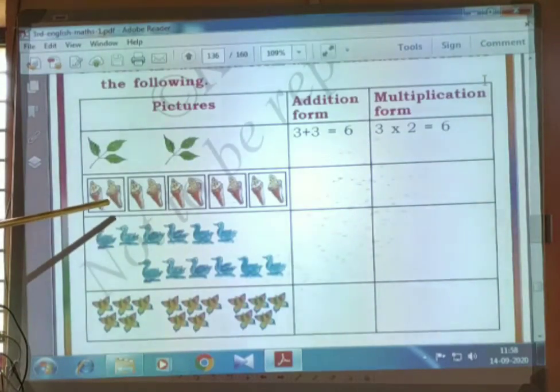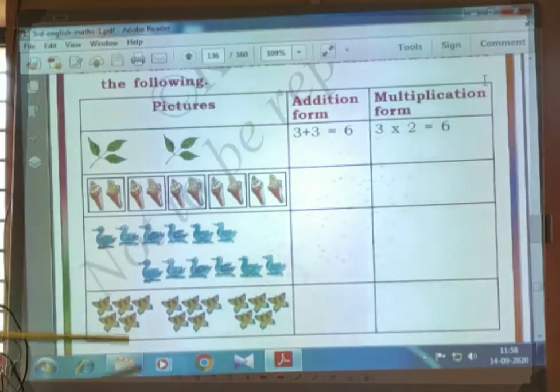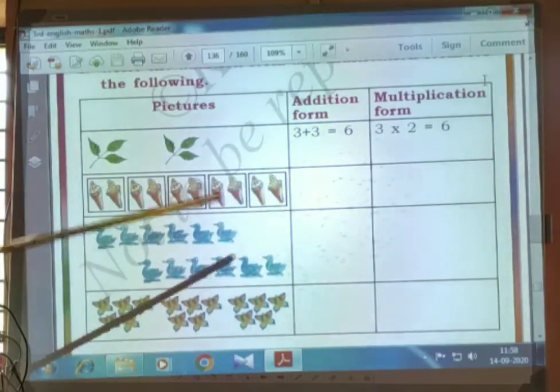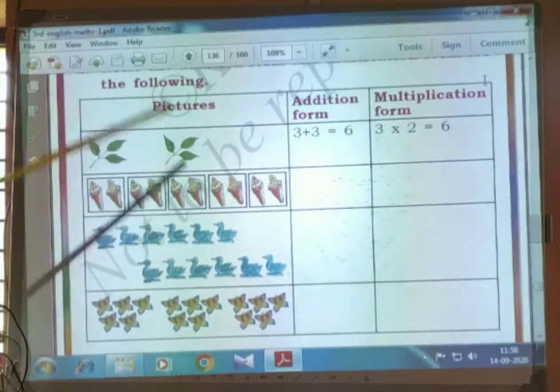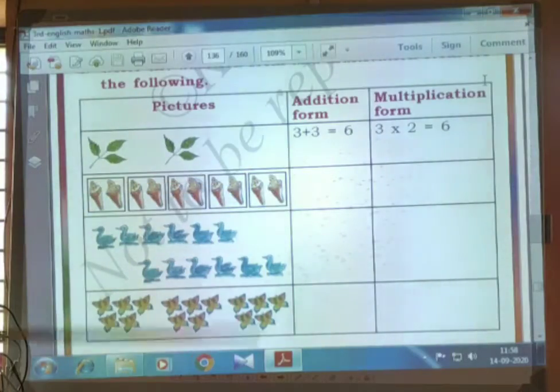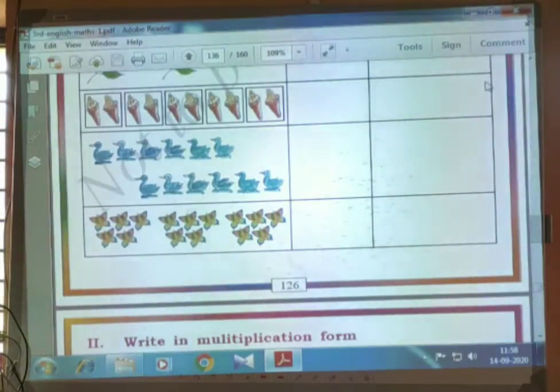Second picture, can you see ice cream? How many ice creams are there, or how many pairs are there? 2 pairs of ice cream, 5 times are there. You have to add 2, 5 times. That is the addition form. Then multiplication 2 into 5 is equal to 10. Remaining 2 you have to do.